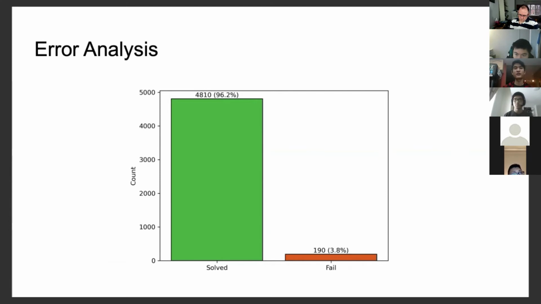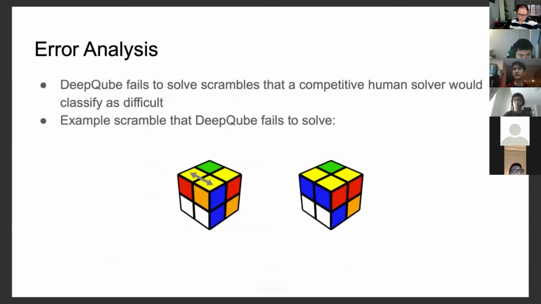Now here, we did have an issue where the reinforcement learning portion of our model fails in certain cases. So this is just showing that we have a 4% fail rate when it's unable to solve the first layer. Next slide, please. So this is an example of a scramble that DeepQube was unable to solve.